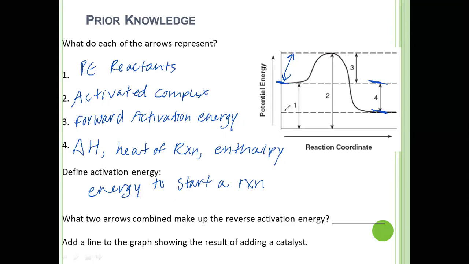Okay, what 2 arrows combined make up the reverse activation energy? Go from here to here, so it would be arrow 3 and arrow 4, and then draw what would happen as a result of adding a catalyst. The hill would go down. Okay, so let's move on to the next page.